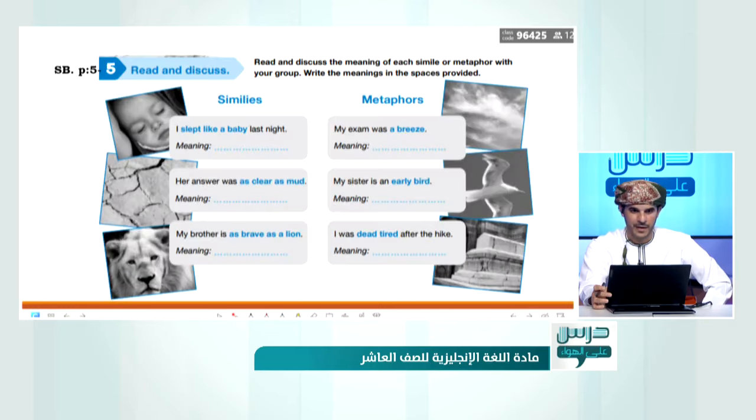Next. Let's have an activity for similes and metaphors. Let's see how strong you are. Here, read this, page 5, your skills book still, page 5, activity number 5. Read that and discuss the meaning. We don't have to discuss, I will read it. And I believe that you have already written the answers.